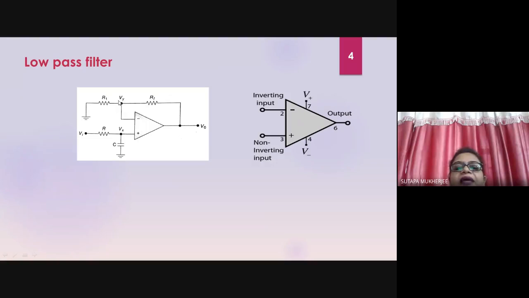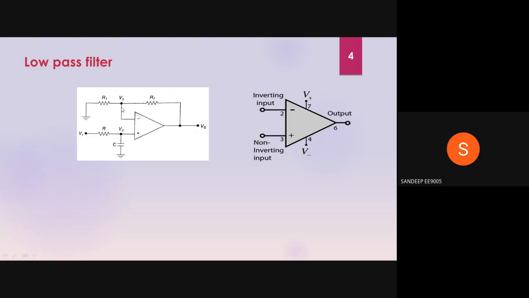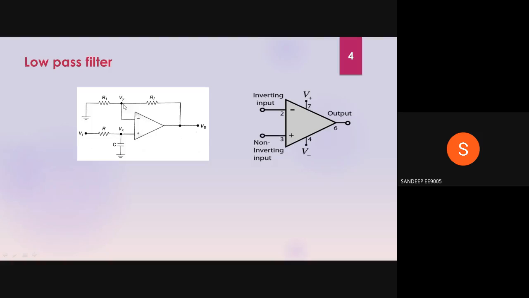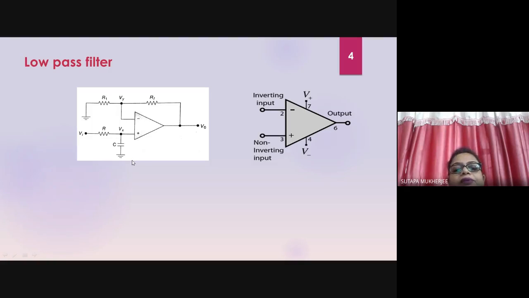Now apply KCL here. What will happen? 0 minus Vy by R1, right? That is equal to Vy minus V0 by Rf. Simplify it. Who said that? Sandeep? Yes, ma'am. Okay. So what has Sandeep said? 0 minus Vy by R1 that is equal to Vy minus V0 by Rf.